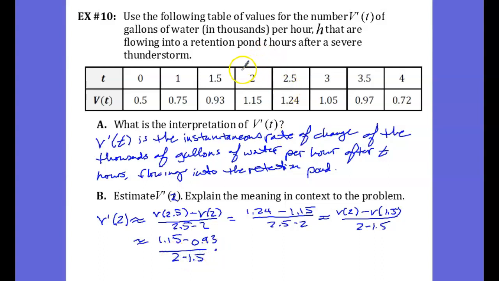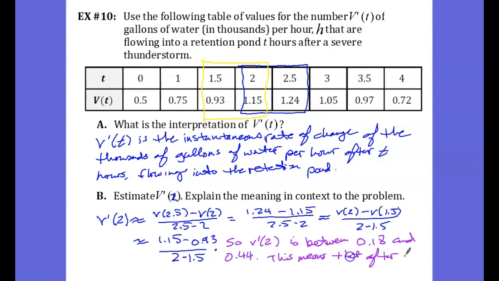So what we've done is we have calculated an average rate of change over this interval and an average rate of change over this interval. And so this gives us a means of estimating. So v prime of 2 is between 0.18 and 0.44. This means that after 2 hours, between 180 and 440 gallons of water are flowing.